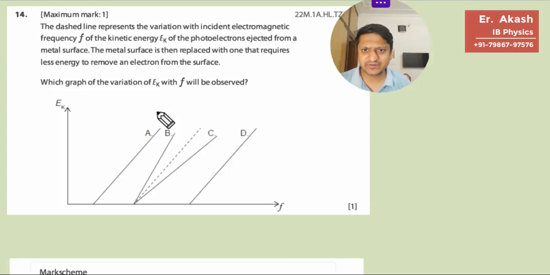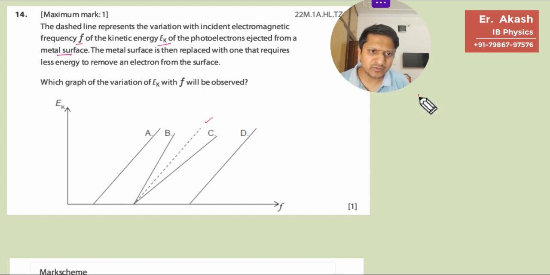The dashed line represents the variation with incident electromagnetic frequency F of the kinetic energy Ek of the photoelectron ejected from the metal surface. So this dashed line is basically given in a graph where the y-axis is the kinetic energy, and the x-axis is the frequency. The metal surface is then replaced with one that requires less energy to remove the electron from the surface. Which graph of the variation of Ek with F will be observed?